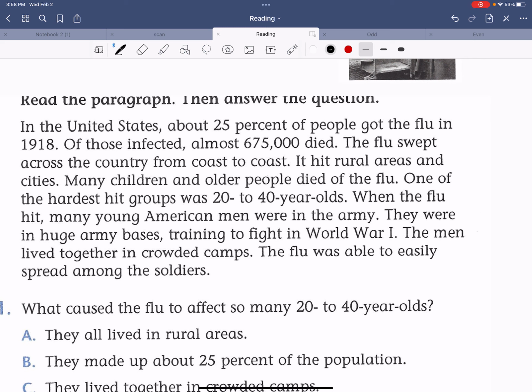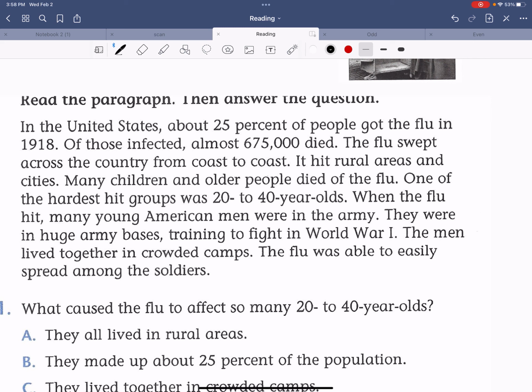Many children and older people died of the flu. One of the hardest hit groups was 20 to 40-year-olds. When the flu hit, many young American men were in the Army. They were in huge Army bases, training to fight in World War I. The men lived together in crowded camps. The flu was able to easily spread among the soldiers.